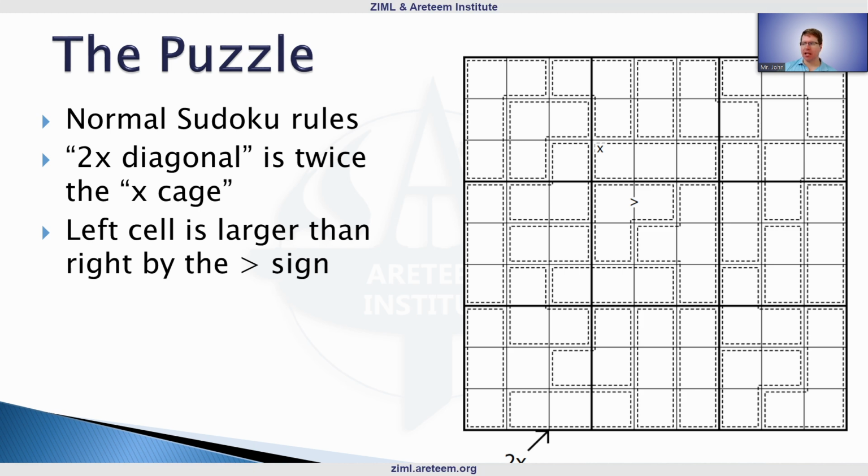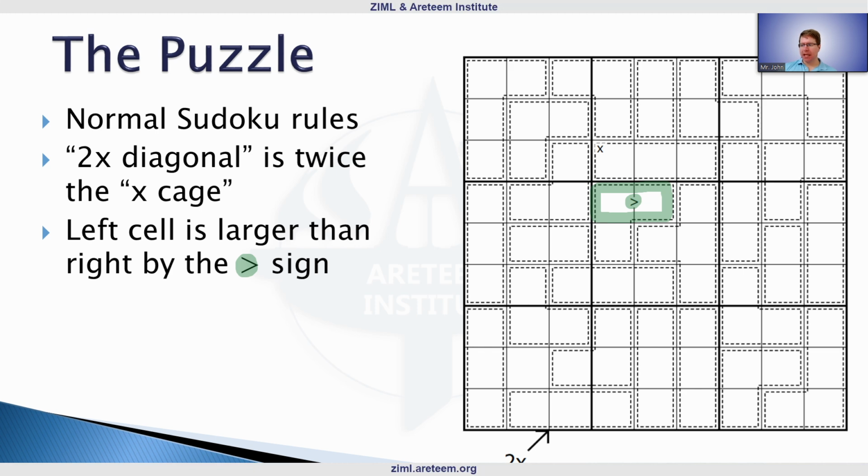But if we look at this domino, as it's sometimes called, these two cells, the left cell is larger than the right, with the greater than sign there. So the number you write in the left cell is greater than the one on the right.